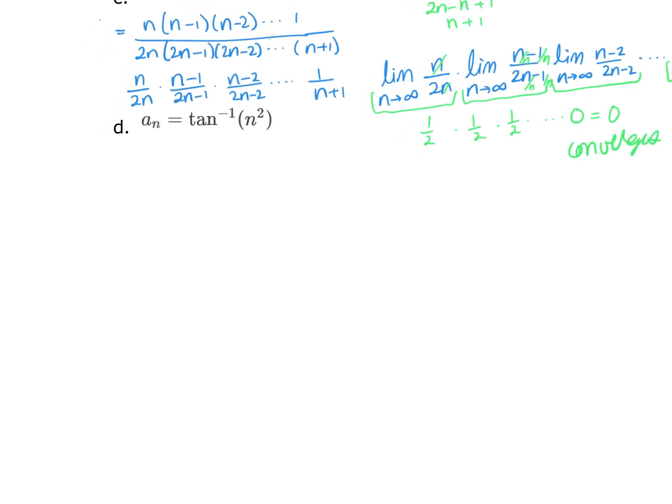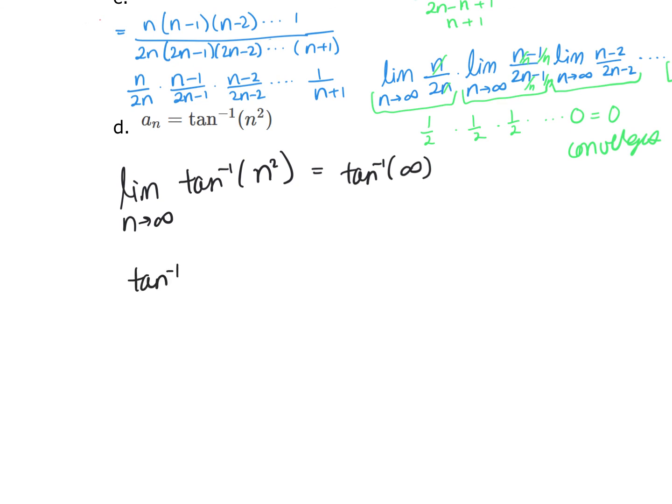We have a sub n is equal to the tangent inverse of n squared. And this one, I promise, isn't as bad, but it does take into consideration the domain of the inverse tangent and what its range is. So I'm just going to take the limit right out of the gate. The limit as n approaches infinity of the tangent inverse of n squared. Now, my direct substitution tells me I'm going to take the tangent inverse of infinity.